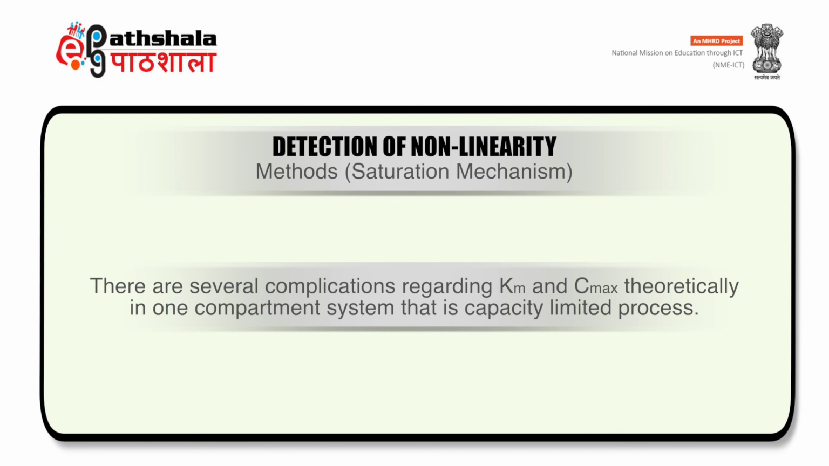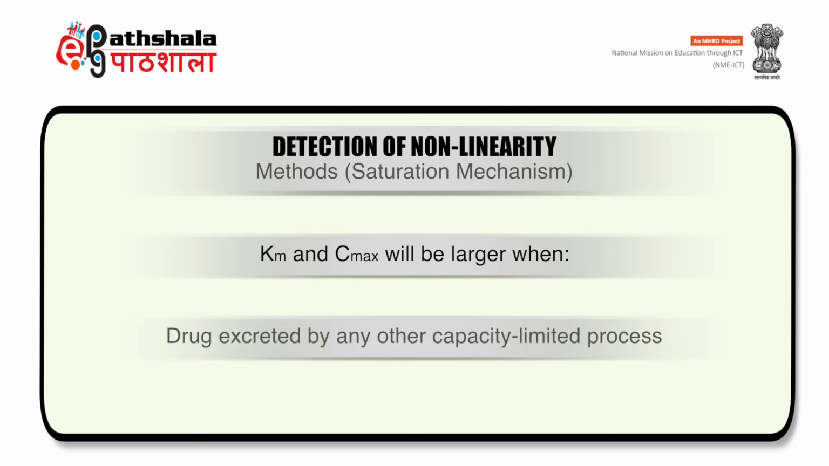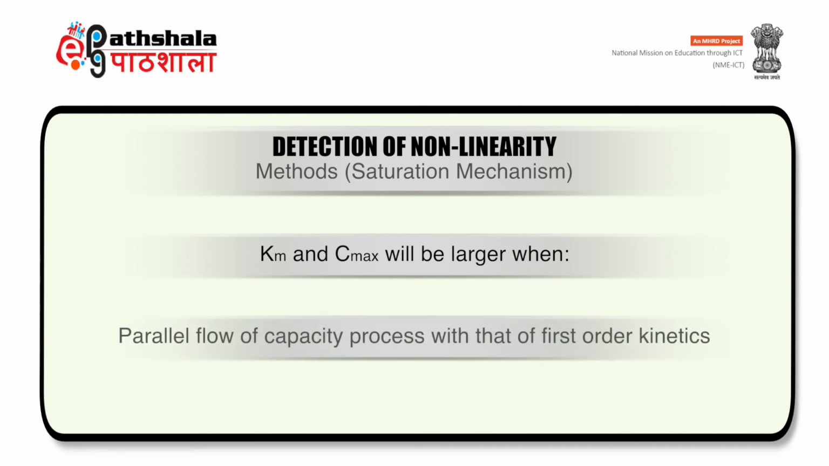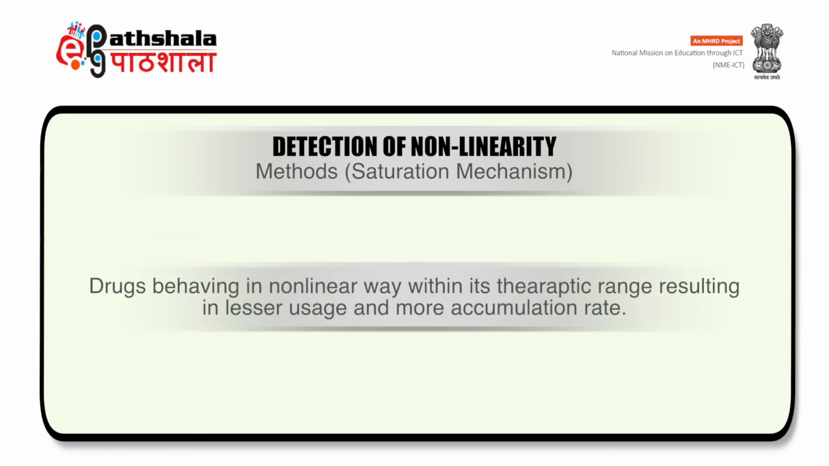There are several complications regarding Km and Vmax theoretically in a one compartment system, that is, a capacity limited process. Km and Vmax will be larger when the drug is excreted by any other capacity limited process, or by parallel flow of the capacity process with that of first order kinetics. Drugs behaving in a non-linear way within their therapeutic range result in lesser usage and more accumulation rate.